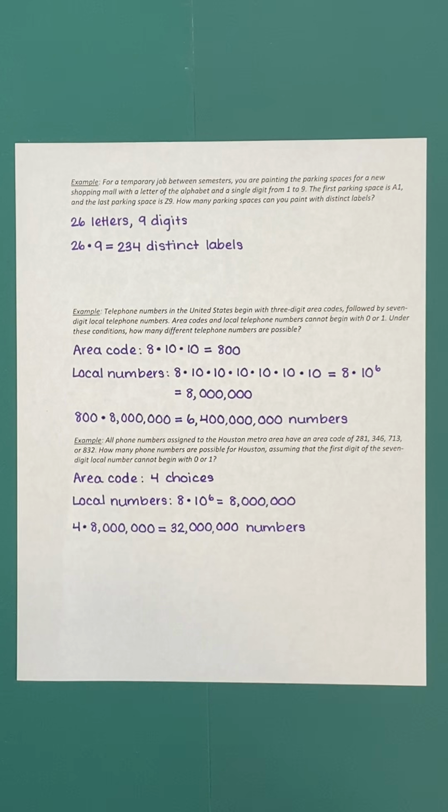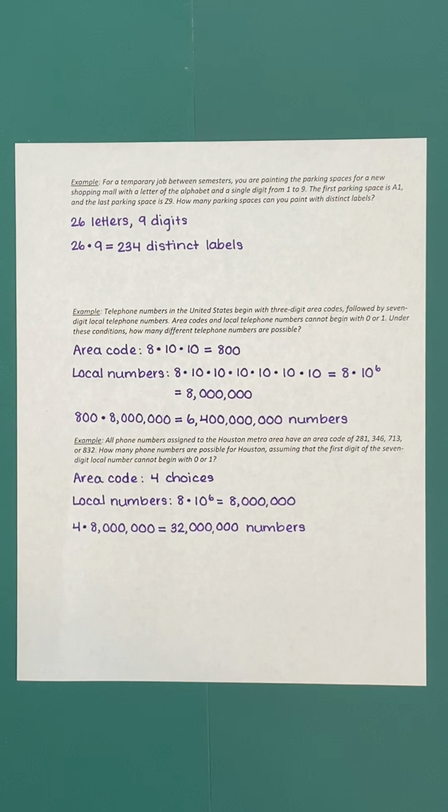Now again, you have to go back to what are the actual operations, what are the actions, what are the steps in the process, and how many different ways are there to accomplish each step. So for a temporary job between semesters, you are painting the parking spaces for a new shopping mall with a letter of the alphabet and a single digit from 1 to 9. The first parking space is A1 and the last parking space is Z9. What we want to know is how many parking spaces can you paint with distinct labels. Another way of saying this is how many different combinations are there if you're going to choose a letter and if you're going to choose a digit from 1 to 9.